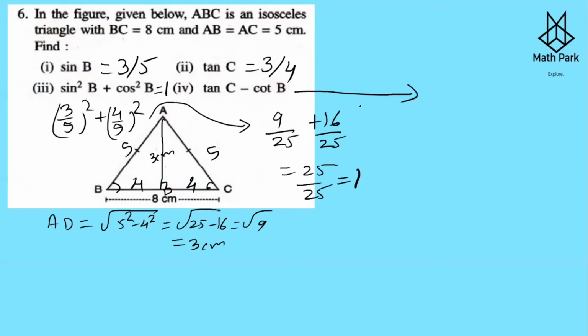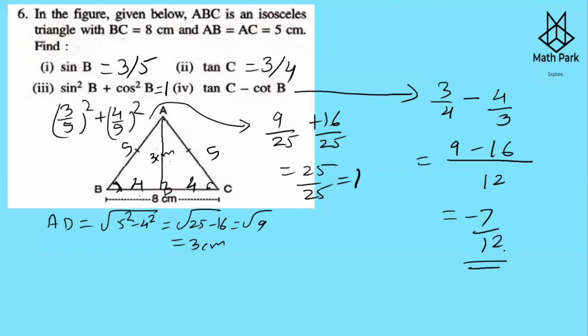Let us solve this part, that is tan C minus cot B. Tan C is opposite by adjacent, which we have already done here, which is 3 upon 4. And cot of B is adjacent upon opposite. So adjacent to B is 4 and opposite is 3. So it is 4 upon 3. So let us take the LCM of 4 and 3, which is 12. So 3 3s are 9, minus 4 4s are 16. 9 minus 16 is minus 7 upon 12. And we are done with question number 6.